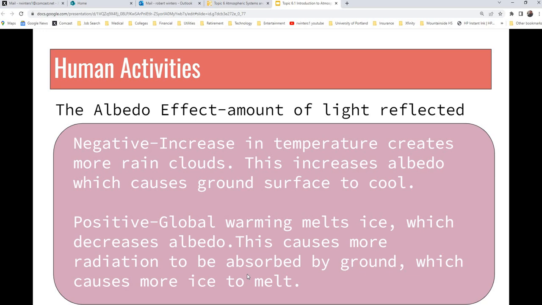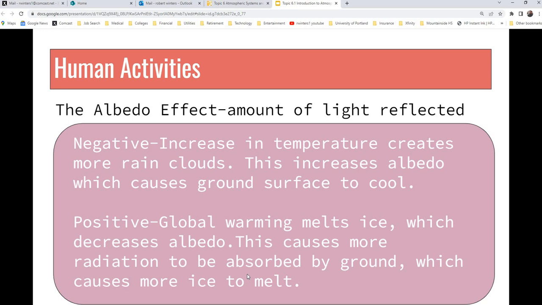We can think about it in two different ways. Negative feedback and positive feedback. Just to remind you, negative feedback means the effect counters the stimulus and we get back to the set point, whereas positive means we get further away from the set point. So let's look at a negative effect. When temperature goes up, we get more rain clouds. This increases the albedo effect, which causes the ground surface to cool again. So that's a good thing.